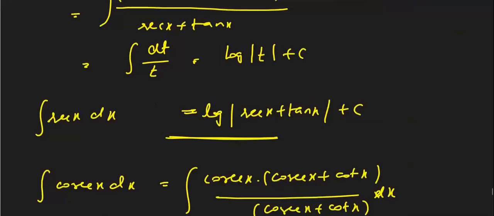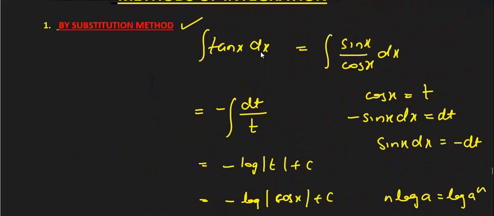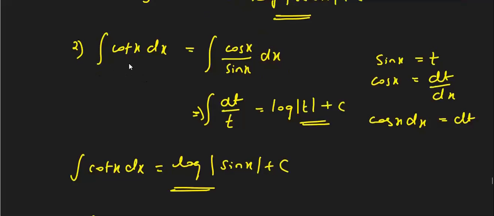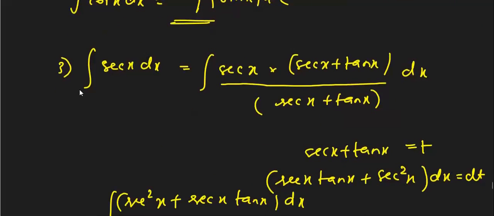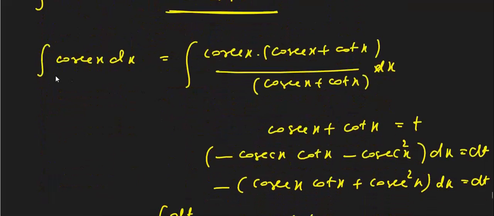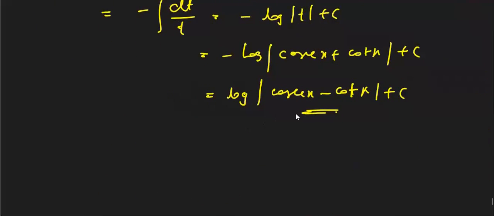So we have learnt 4 formulas. First one, integral tan x dx equal to log mod secant x plus c. Second one, integral cot x dx equal to log mod sin x plus c. Third one, integral secant x dx, that is log of mod of secant x plus tan x plus c. And finally, integral cosecant x dx equal to log of mod of cosecant x minus cot x plus c.